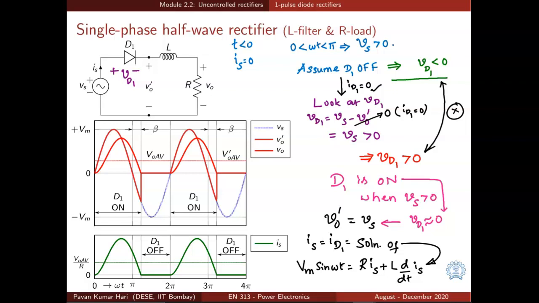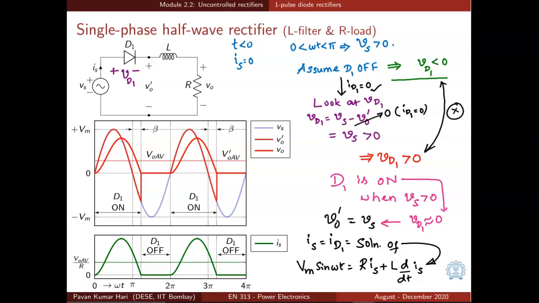Prior to t equal to 0, there is no current in the circuit, and then at t equal to 0, the source voltage goes positive and it stays positive between 0 and pi. Let us say we assume that the diode is off in the positive half cycle of input voltage. Since we have assumed that the diode is off, we have to make sure that the voltage across the diode is negative.